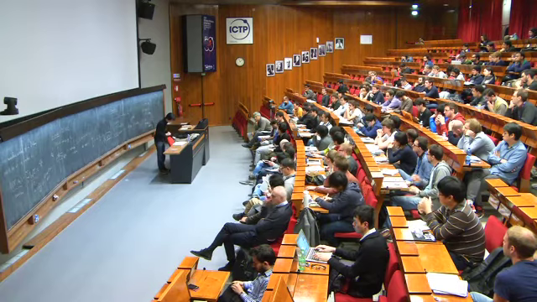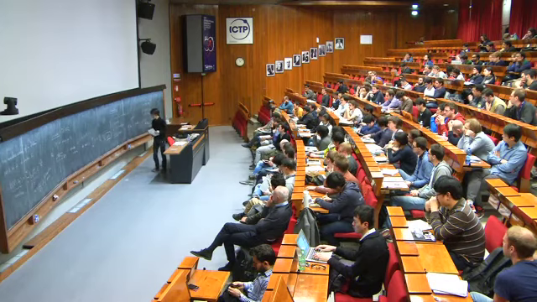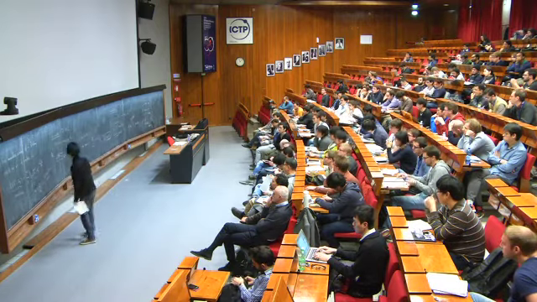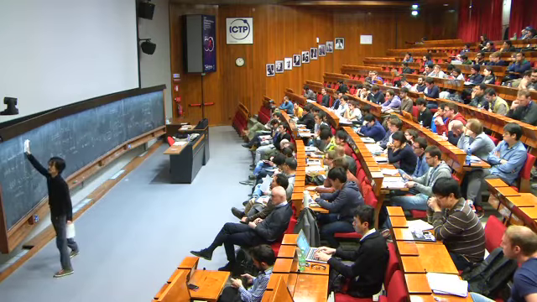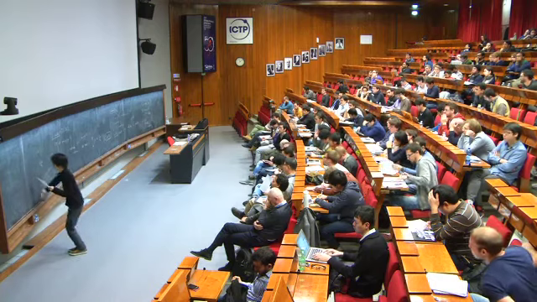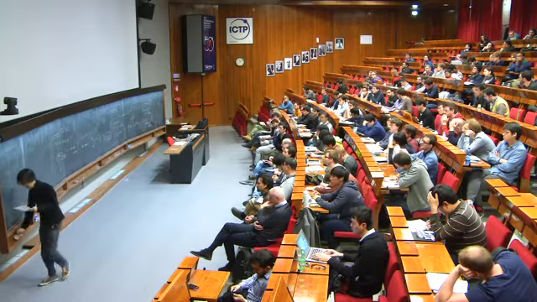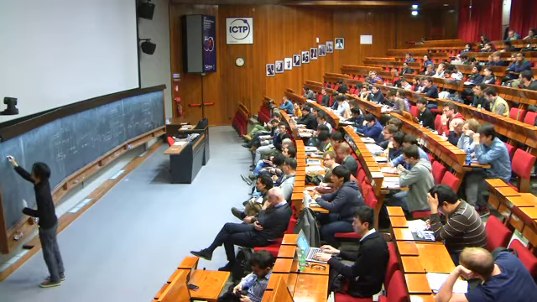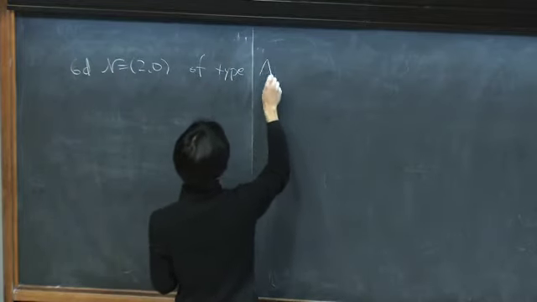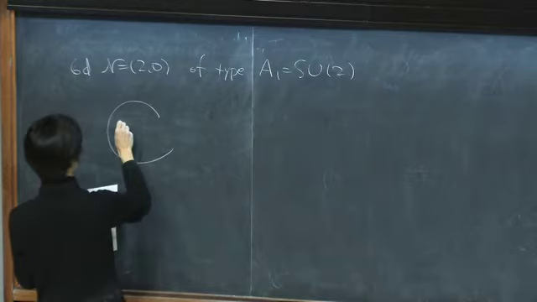All right. So this is the discussion for N=4. And let me just finish my talk today by discussing the N=2 case. So let's take the 6-dimensional (2,0) theory of type A1, or SU2, and put it on this type of surface.